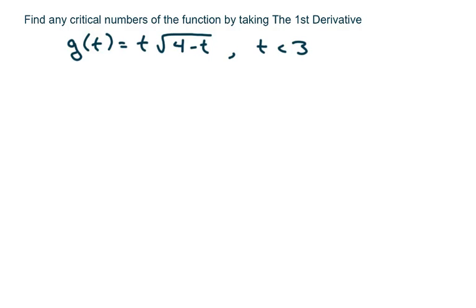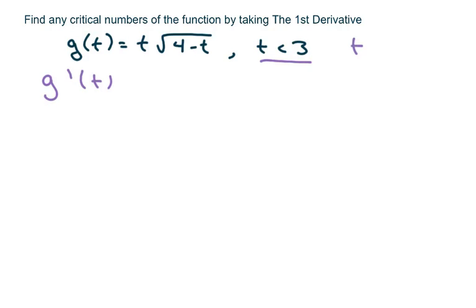Hi everyone, we're going to find any critical numbers of the function by taking the first derivative. Here we have this function with a restriction on the domain, which we're not really going to need for this, but it's good they have it. On this one we're going to use the product rule.